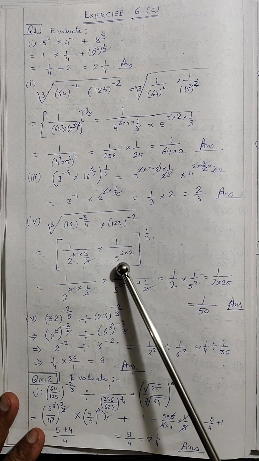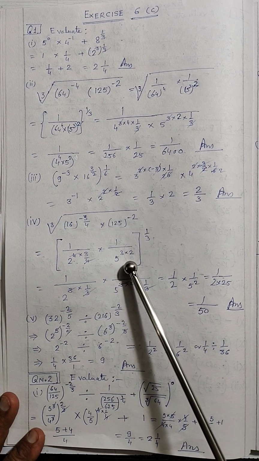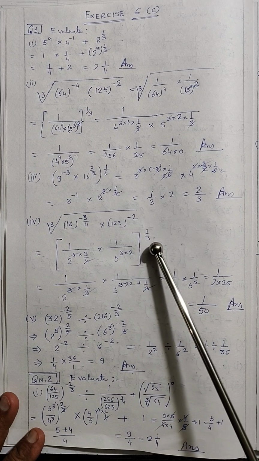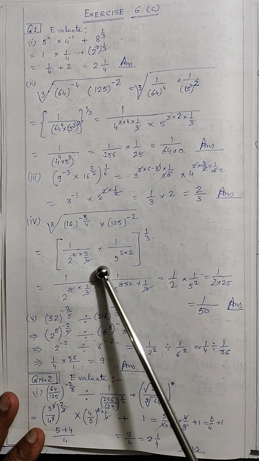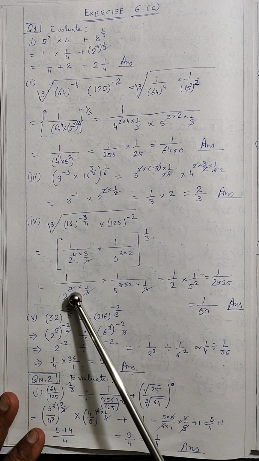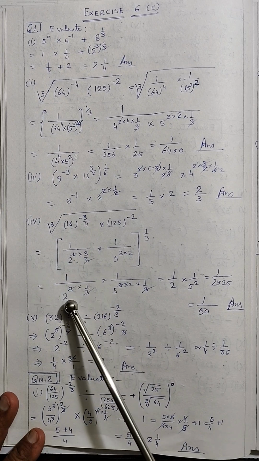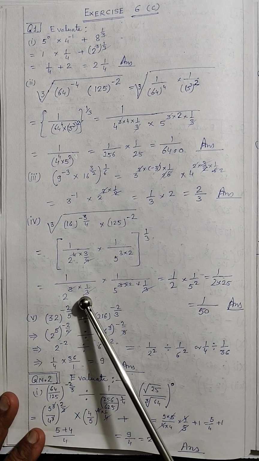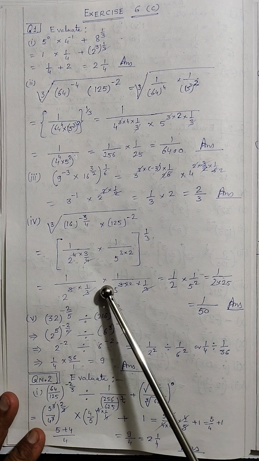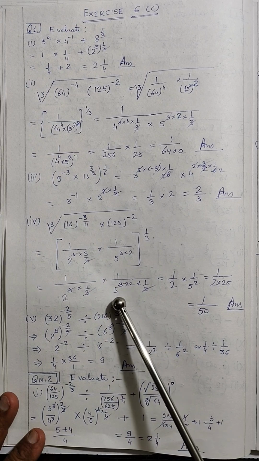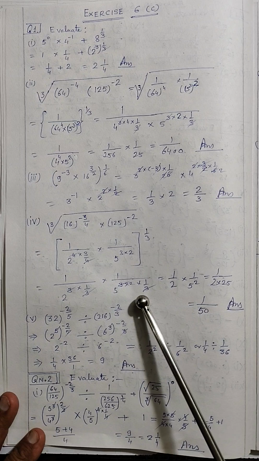into 1 upon 5 raised to power 3 into 2 whole raised to power 1 by 3. So it will be equal to 1 upon 2 raised to power 3. You see the 4 and 4 will be cancelled. 2 raised to power 3 into 3 and 3 will be cancelled into 1 upon 5 raised to power 3 into 2 into 1 by 3. 3 and 3 will be cancelled.